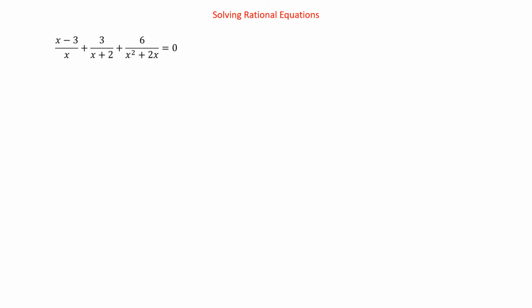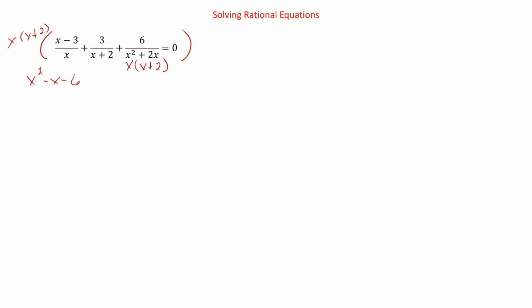Another one, very similar here. In this case, notice we could factor out an x here to get x times x plus 2. That's the same thing. So we can multiply by x times x plus 2. So we distribute. The first one, the x cancels, so we have x plus 2 times x minus 3, which is x squared minus x minus 6.